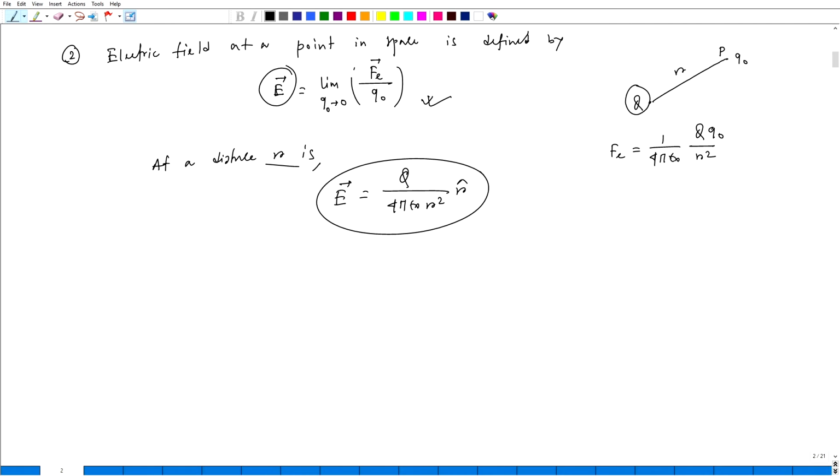Now we discuss the superposition principle. The superposition principle basically tells you how to calculate the electric field due to a charge configuration, a discrete charge configuration.